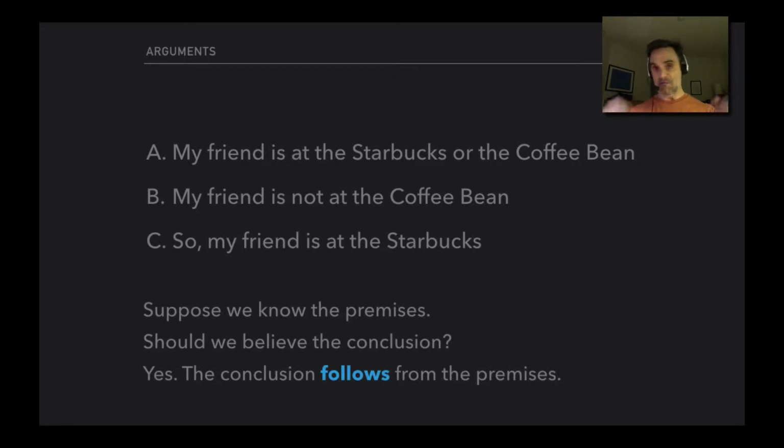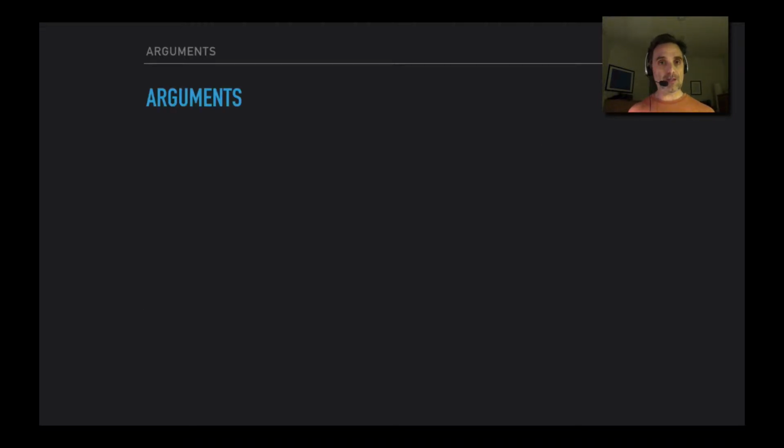The first premise says there's one of these two places. The second premise says not at this one. That means my friend has to be at the other one. So the conclusion follows from the premises. So we call those three claims an argument.